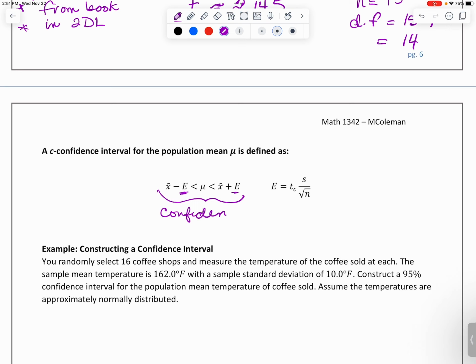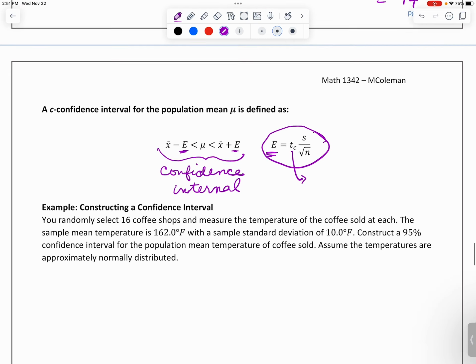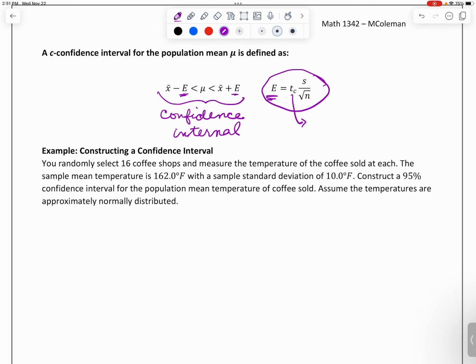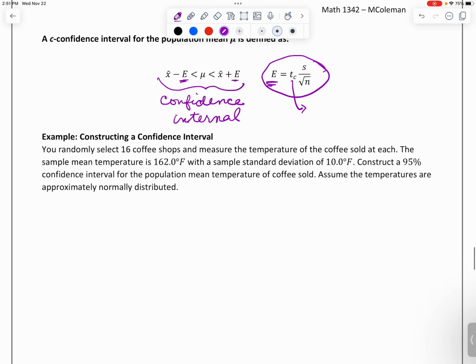So again, this is the confidence interval, very similar to what we had before. The difference now is my E value is found using the t sub c rather than the z sub c. But the formulas are very, very similar, and that's important because it should make this a little easier for you when you get ready to find the confidence interval.